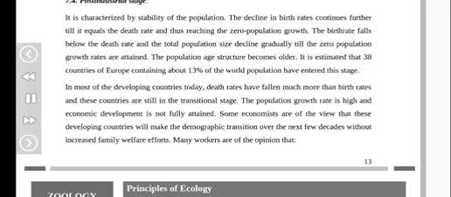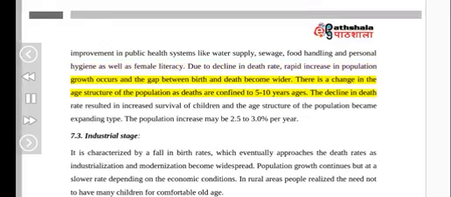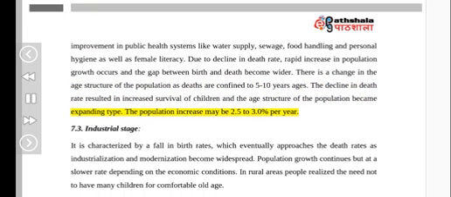Due to decline in death rate, rapid increase in population growth occurs and the gap between birth and death rates becomes wider. There is a change in the age structure of the population as deaths are confined to 5 to 10 years ages. The decline in death rate resulted in increased survival of children and the age structure of the population became expanding type. The population increase may be 2.5 to 3.0% per year.